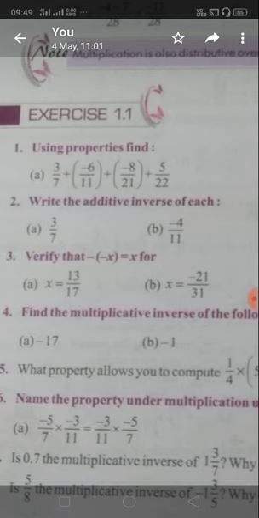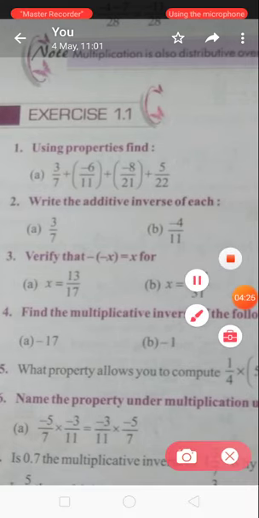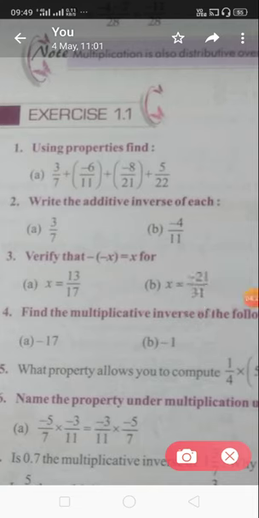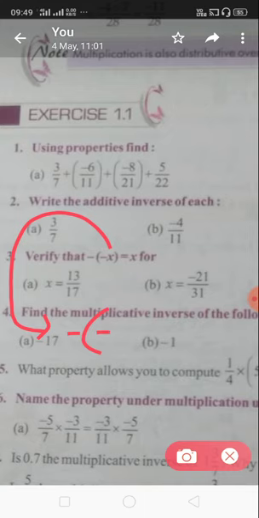Now question number 3. Question number 3 has written minus of minus x equal to x. Verify. Very simple. Here in the a part is given x equal to 13 by 17. You have to verify this. So what is written on the left side here? Minus of minus x. So what is x equal to in the a part? 13 by 17. So you write here 13 by 17.